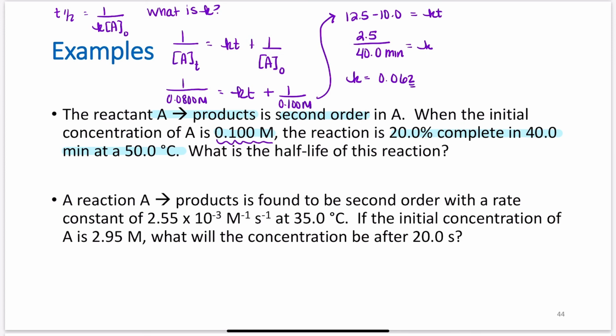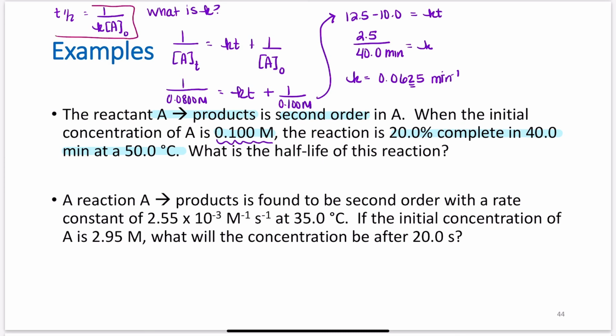I get a k value of 0.062. My sig figs are right here, but I'm going to carry an extra number right now just to be safe. Minutes to the minus 1. So my k value, my rate constant, is 0.062 or 0.063 minutes to the minus 1. Again, I'm just writing 0.0625 so that I don't create round off error when I do the calculation. Haven't quite answered the question though. What I really need is t to the 1/2.